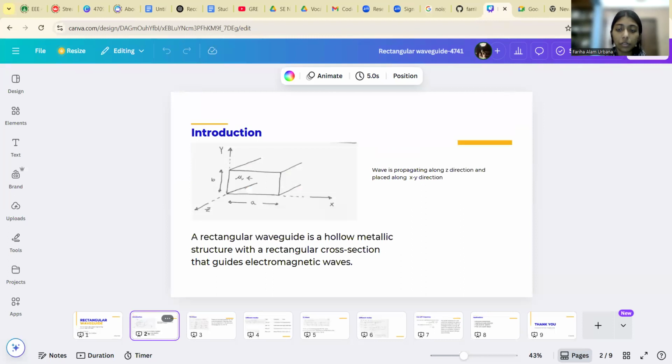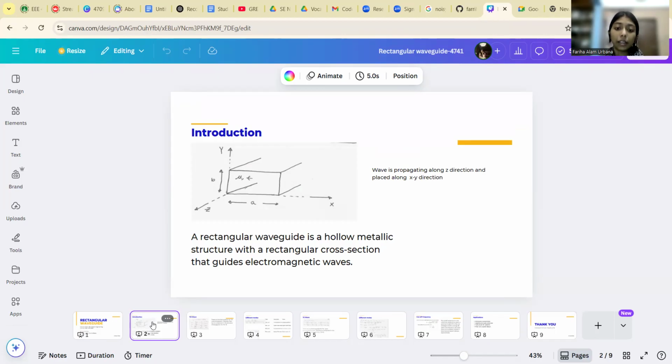I will be starting my presentation for our microwave engineering course, that was for 4741, and the presentation topic is rectangular waveguide. So let me share my screen. Okay, so I'll be starting my presentation. First, let's talk about what is actually a rectangular waveguide.